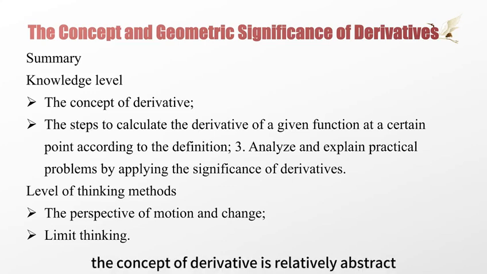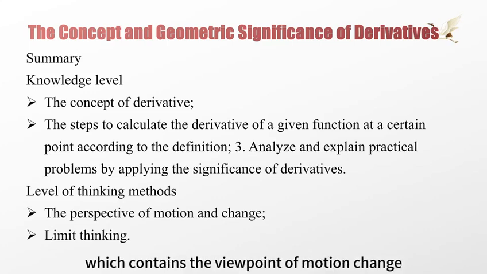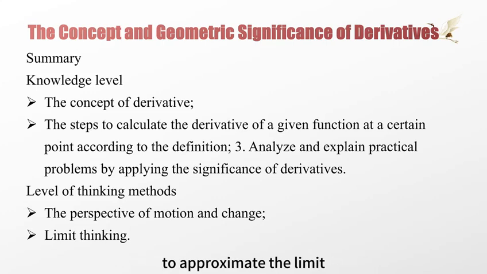The concept of derivative is relatively abstract. It is a mathematical expression of instantaneous rate of change, which contains the viewpoint of motion change and the idea of using the average rate of change to approximate the limit of instantaneous rate of change.